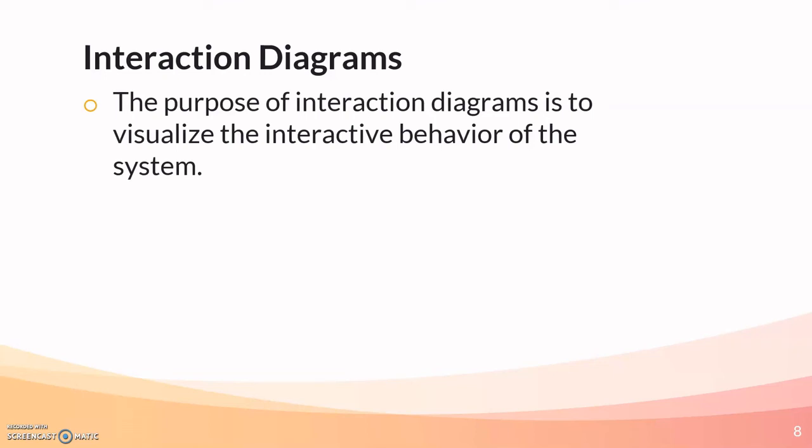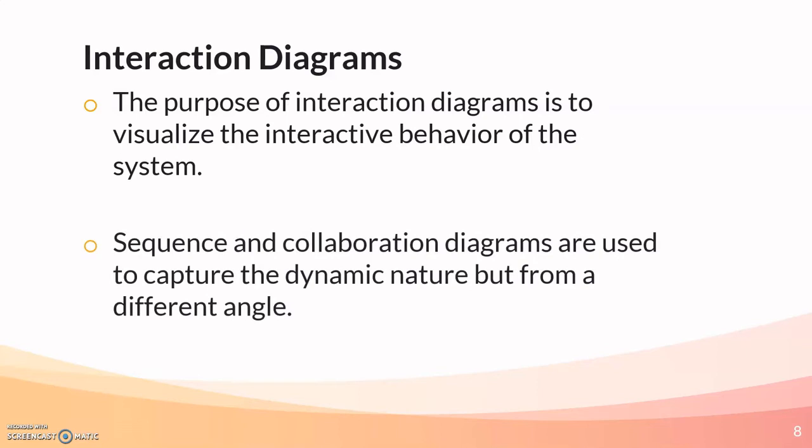The purpose of interaction diagrams is to visualize the interactive behavior of the system. Visualizing the interaction is a difficult task, so the solution is to use different types of models to capture the different aspects of interaction. Here, sequence and collaboration diagrams are used to capture the dynamic nature, but from different angles. First, let's see what sequence and collaboration diagrams are. A sequence diagram emphasizes the time sequence of messages, and a collaboration diagram emphasizes the structural organization of the objects that send and receive messages.